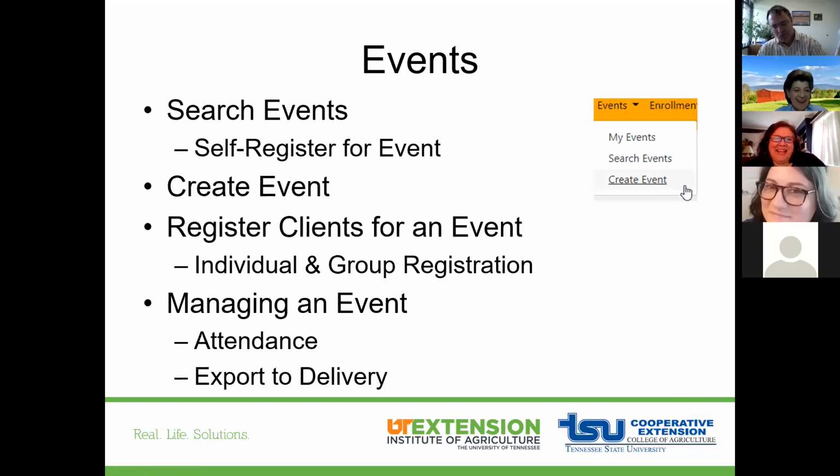Thanks, Linda. When you are in Super 2.0, you can go into events, and the box over to the right on the screen gives you three choices: My Events, Search Events, or Create Event. We will go in just in a few minutes and take a look at those. In events, you can search events, so you can self-register for an event, such as an in-service or training. You can create an event, whether that be a county or multi-county event, and we'll go through those guidelines as well. You can register clients for an event, by individual or group registration, and we will show you how to do that.